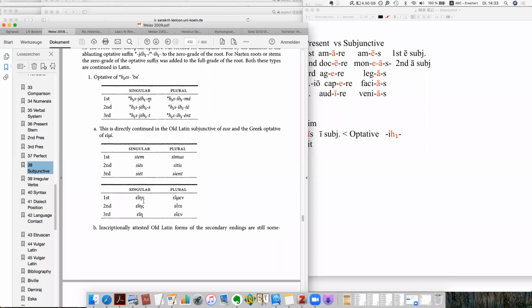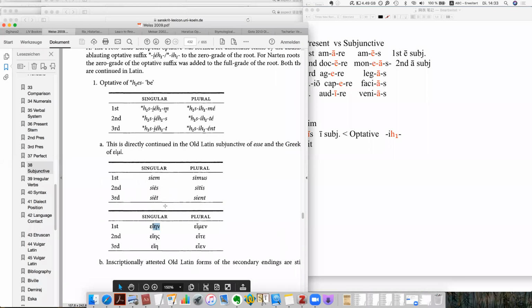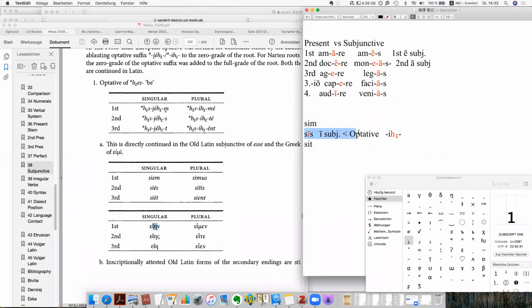In Greek, it's called aud-ī-re. Yeah. So therefore, it is actually a long E. And long E in Greek is ae. So you need to remember the Greek form: an, as, aa. So this is actually the first laryngeal. Yeah, keep it in mind. Okay. And then this goes back to the optative.